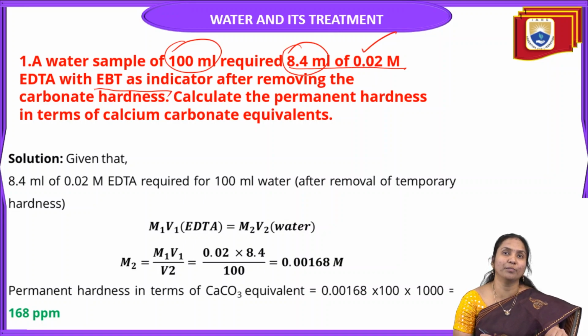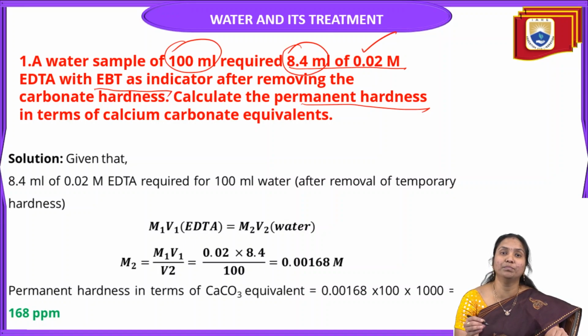This is after removing the carbonate hardness, that means we remove temporary hardness causing ions such as calcium and magnesium bicarbonates. So here 100 ml of water sample required 8.4 ml of EDTA, and the molarity of EDTA is 0.02 M, using Eriochrome Black T indicator. This is the data obtained after removing the carbonate hardness. We can remove temporary hardness causing ions by boiling. So now calculate the permanent hardness in terms of calcium carbonate equivalent.